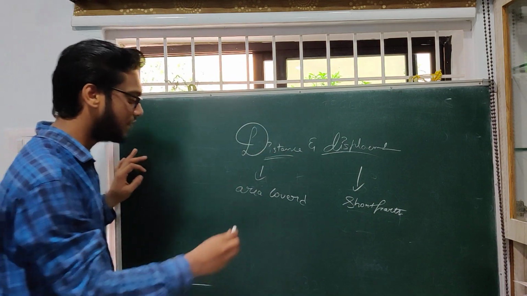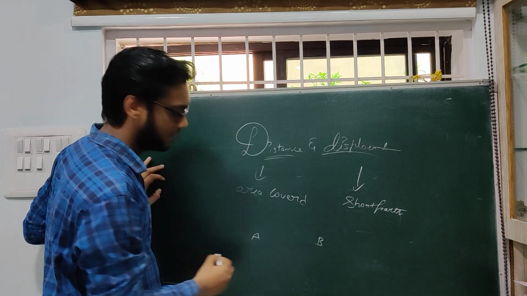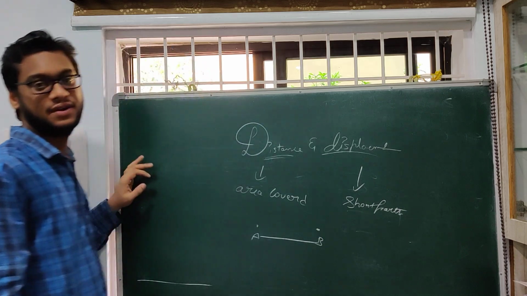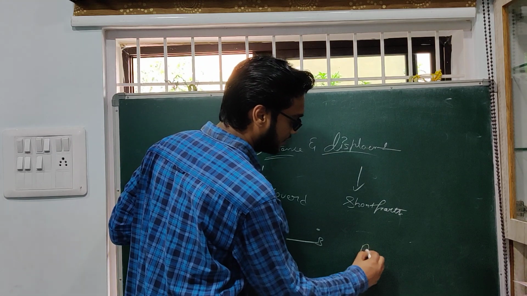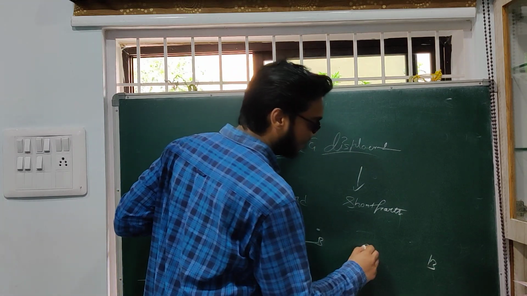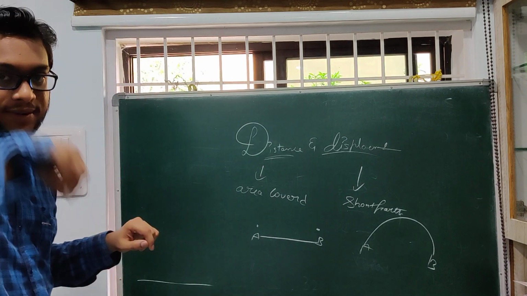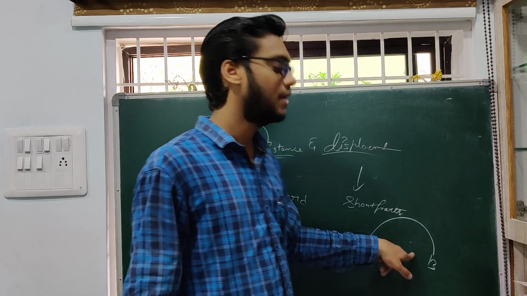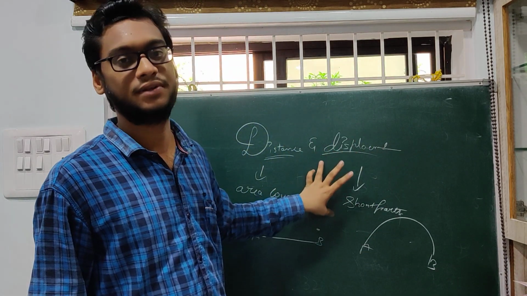But a small difference is, let us take two points A and B. From A to B, this is your distance. Clear? Now displacement, same, let us take A and B. But if you go like this, that is your displacement. Getting? That is distance, likewise displacement. Now how easily can we remember this?